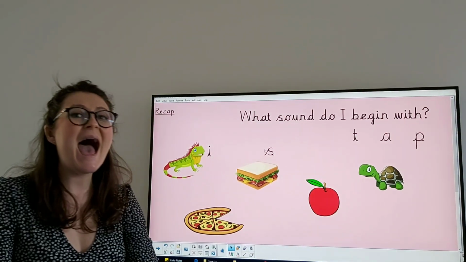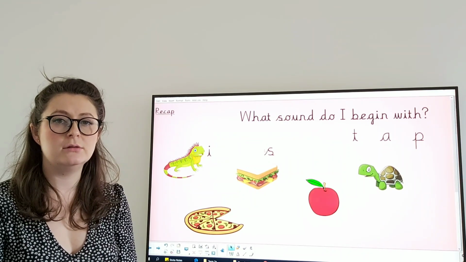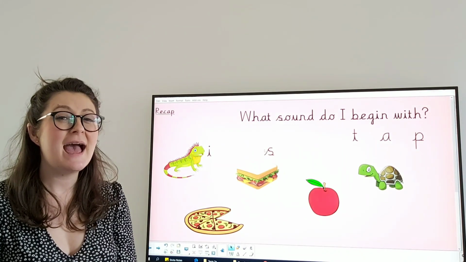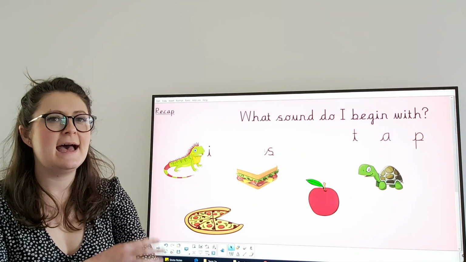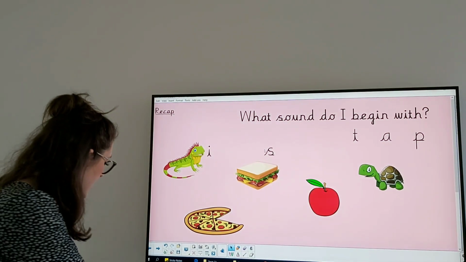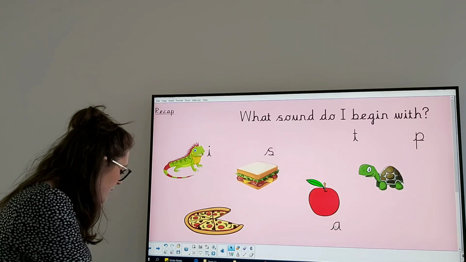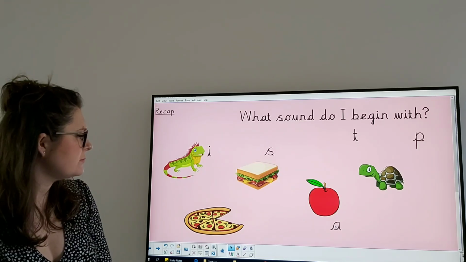I've got an apple. Apple. What's that sound at the start? Apple. Shout it out to me. Apple. Well done if you guessed it right. So let's find the letter A that makes the A sound. There we go, I've moved it.